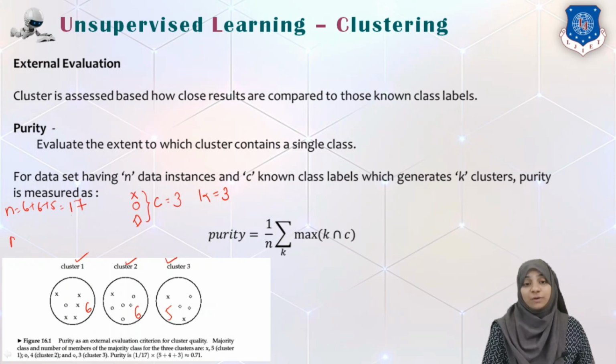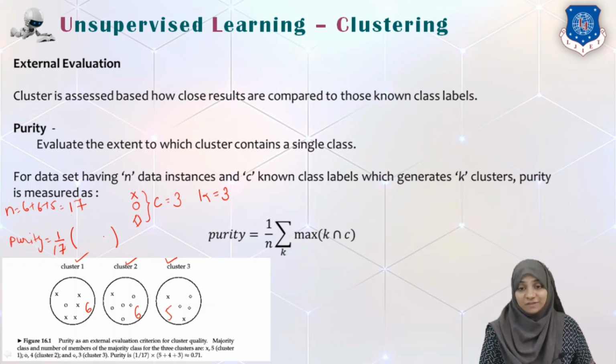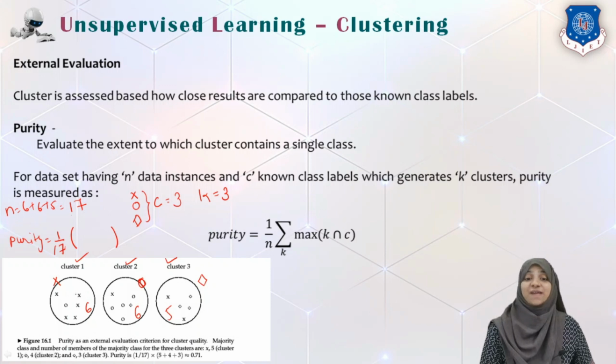Now we will find out purity. Purity is calculated as 1 by n, that is 70, into summation of majority of classes in each cluster. Now as you can see in this first cluster, majority of samples are of X type. In second cluster, majority of samples are of O type, and in third cluster, majority of samples are of diamond type. Now calculate how many X samples are there in first cluster, because cluster label is X, so we will calculate majority of it. So there are only 5 samples in first cluster of type X.